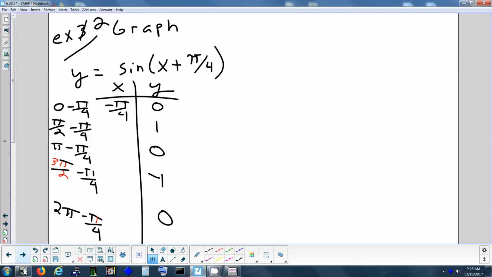So we have negative pi over 4. Now the next one, pi over 2 minus pi over 4. Common denominator there, yep, 4. So double the top, double the bottom. 2 pi over 4, take away 1 pi over 4. It's pi over 4. The next one, Trevor, what would be my common denominator there? 4 again. So 4 and 4. And what's 4 pi over 4 take away 1 pi over 4?